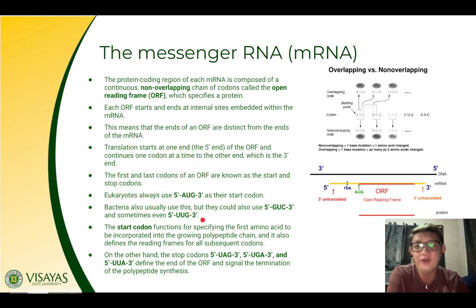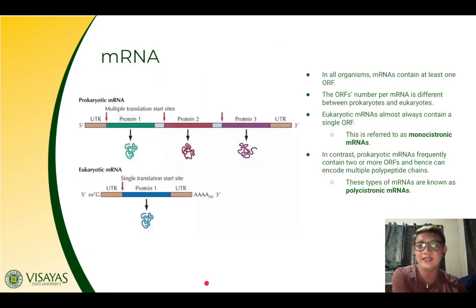Eukaryotes always use AUG as their start codon. Bacteria usually use this, but they could also use GUG and sometimes even UUG. The start codon specifies the first amino acid to be incorporated into the growing polypeptide chain, and it also defines the reading frame for all subsequent codons. On the other hand, the stop codons UAG, UGA, and UAA define the end of the open reading frame and signal the termination of polypeptide synthesis.